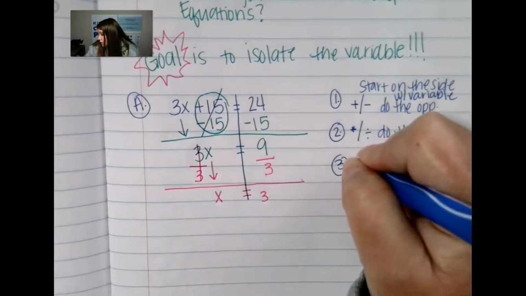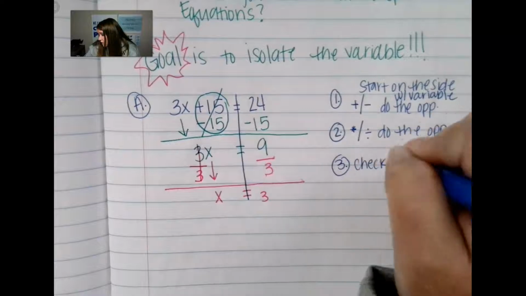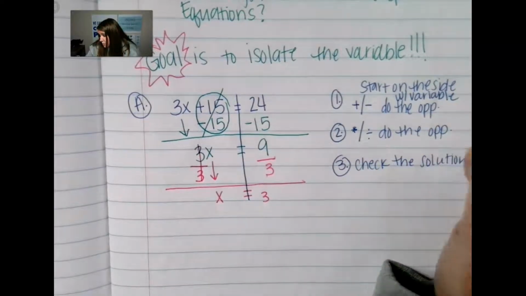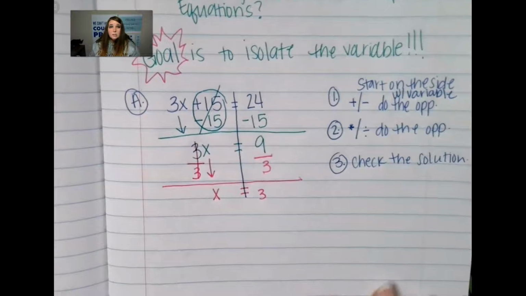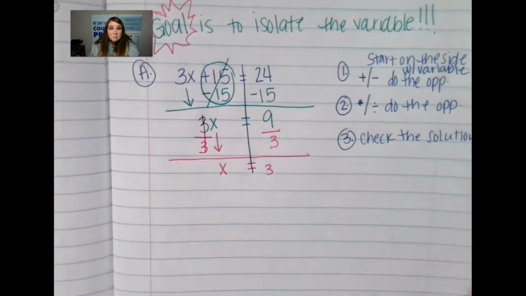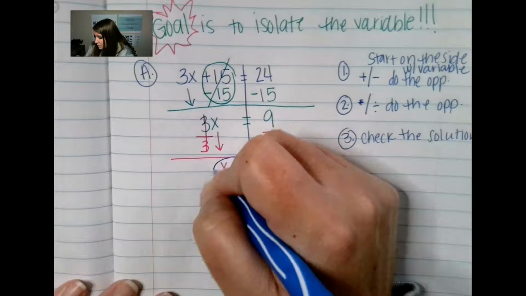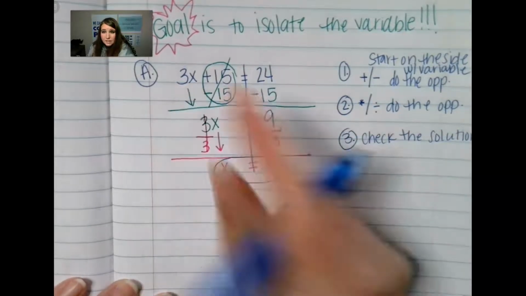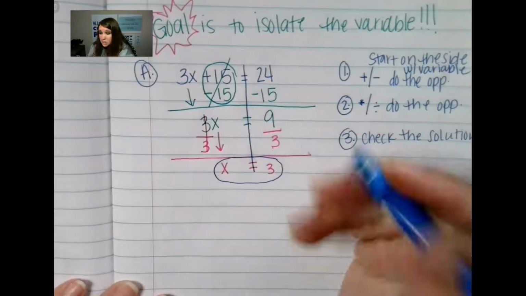Finally, we need to check the solution. It's super important that we check our solution, especially now that we're going to have two different steps and sometimes three steps. We need to make sure that we have the correct solution. So I'm going to take what I think is the solution of x equals 3, and I'm going to put it in here and see if I get a balanced equation.